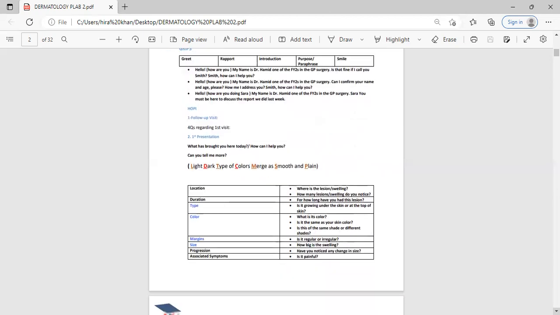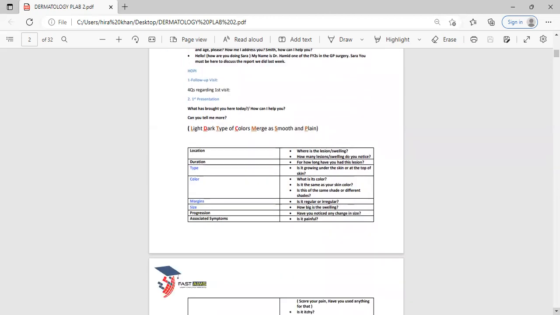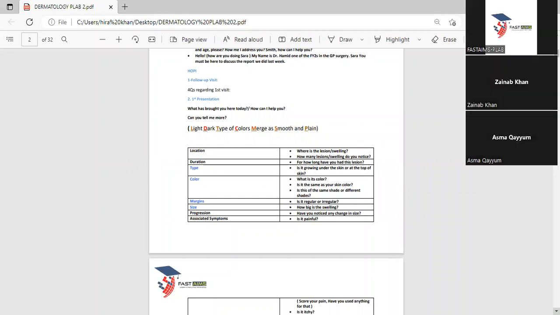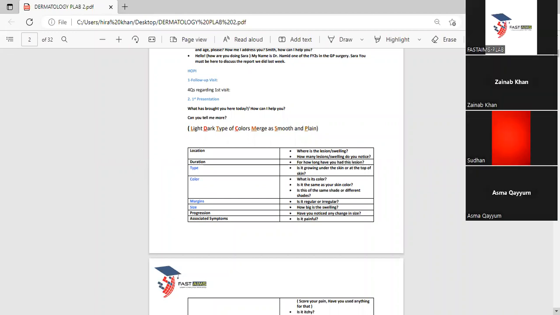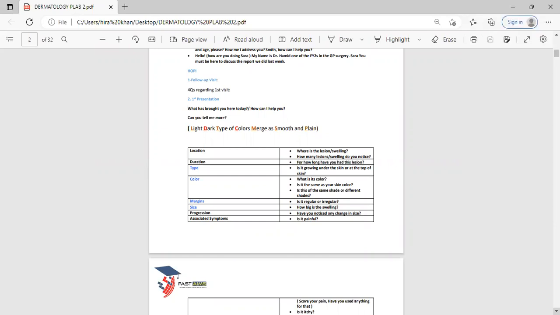Now, okay, so here I have made a mnemonic for you because I know there are different approaches in the PLAB, in the different topics of the PLAB, and that is really difficult to learn each and every approach. So for each and every case which presents as a simple lesion or as a swelling, you can use this approach. Like after grapes, light dark type of colors merge as smooth and plain. So what does it mean?